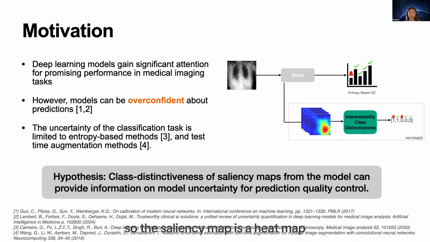So the attribution map is a heat map revealing the weight of the attributes towards the prediction, as you can see on the right here. And it can be computed by class, so that instead of using the model output, this paper explores the possibility of using the attributes revealed on the attribution map to estimate the model uncertainty. We hypothesize that the class distinctiveness of the attribution map may provide information on model uncertainty, which can be used for prediction quality control.